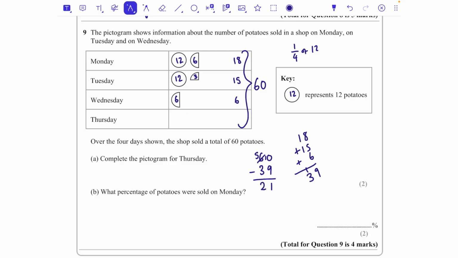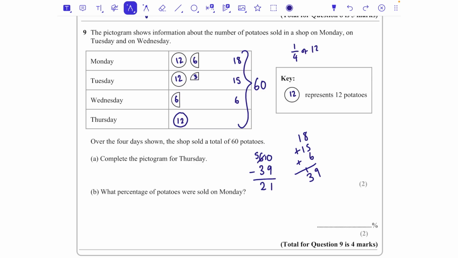So 21 potatoes on Thursday. Now a full circle is going to be 12. And if I did another full circle, that would be 24. So I don't want to do another full circle. From 12 up to 21 is 9 more. And we know that we can make 9 by using a half and a quarter.